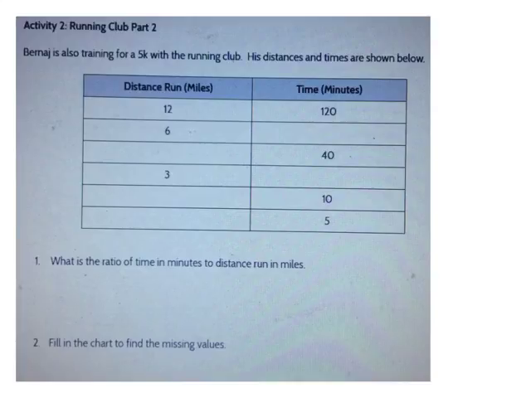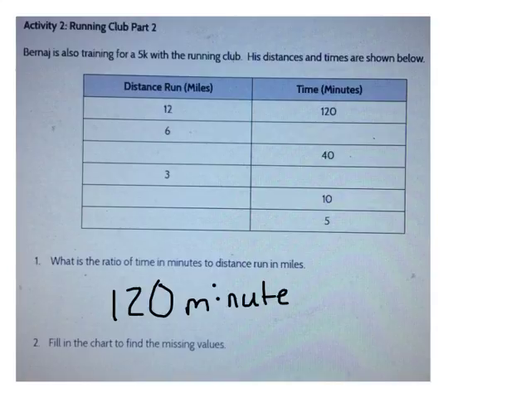We can also use division or multiplication by unit fractions to find equivalent ratios in a table. Bernage is also training for a 5K with the running club. His distances and times are shown below. Bernage can run 12 miles in 120 minutes. What's the ratio of time in minutes to distance run in miles? Well, it's 120 minutes to 12 miles.